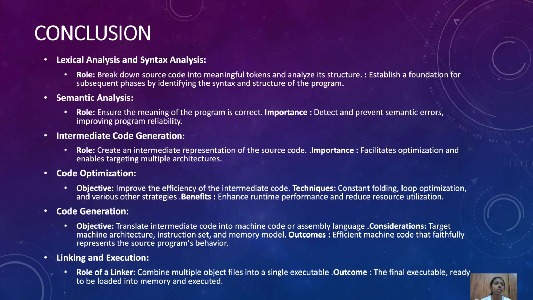And this is the conclusion. Lexical analysis and syntax analysis break down the source code into meaningful tokens. Semantic analysis ensures the meaning of the program is correct. Intermediate code generation creates an intermediate representation of the source code. Code optimization improves the efficiency of the intermediate code. Code generation translates intermediate code into machine code. Linking and execution combine multiple object files into a single executable form.